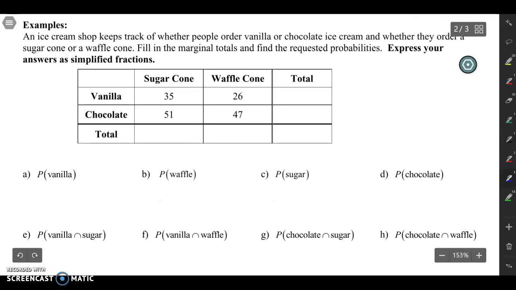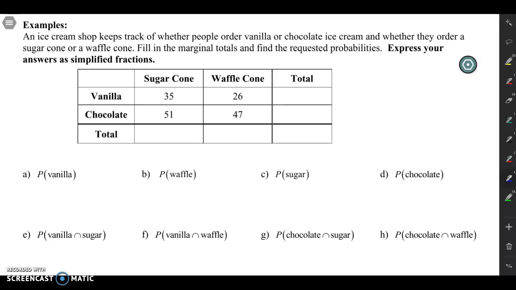Let's say an ice cream shop keeps track of whether people order vanilla or chocolate ice cream and whether they order a sugar cone or a waffle cone. We're going to start by filling in the marginal totals of this two-way table, and then we're going to answer some probability questions. In these questions, we are going to be giving our answers as simplified fractions.